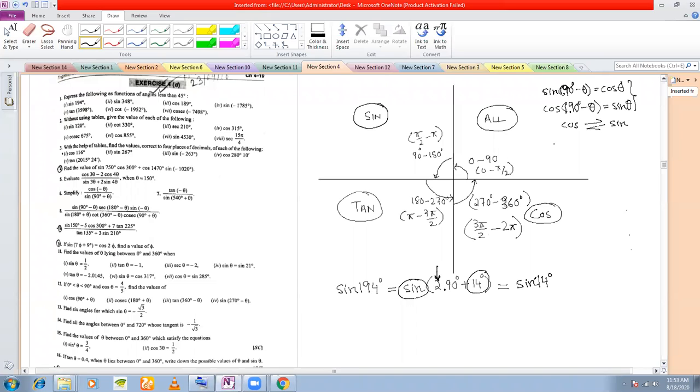Similarly, you have sec 90 degree minus theta is equal to cosec theta, and cosec 90 minus theta is equal to sec theta. Okay, so sec can be changed to cosec, cosec can be changed to sec. Again here we have 1 into 90 degree. Okay, again we will use these here. Cos changes to sine, sine changes to cos, sec changes to cosec, cosec changes to sec.